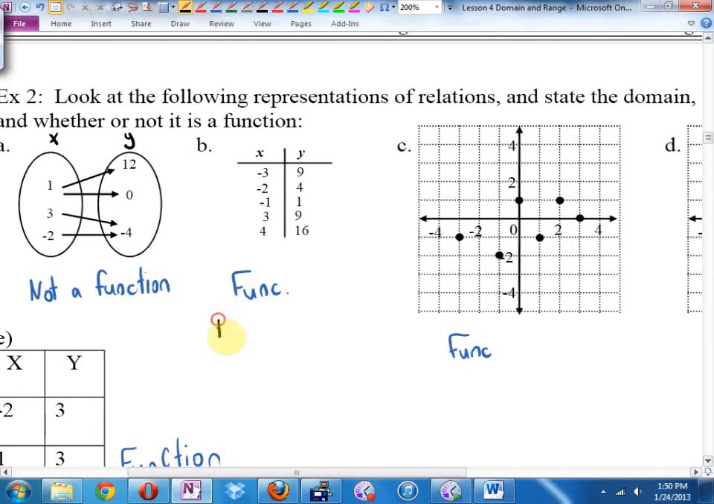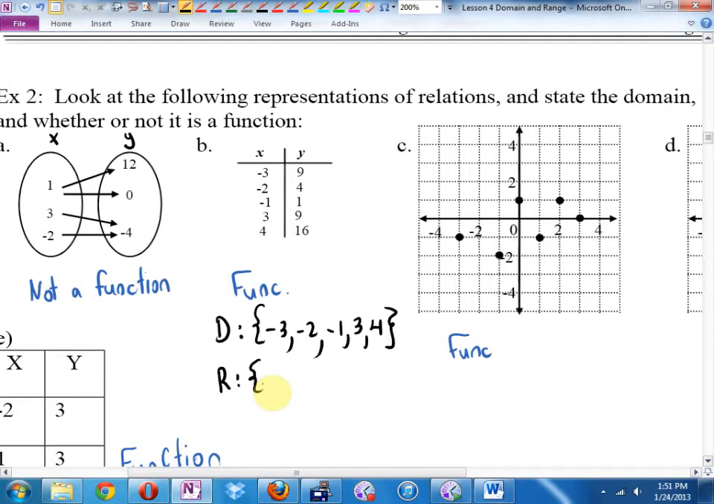B. What's the domain? What are the x values that this function has? -3, -2, -1, 3, and 4. Right? What's the range, smallest to biggest? By the way, usually your x values will be in order from smallest to biggest, because that's usually how we just stick them in. Not always, but usually. The range, you have to kind of look.